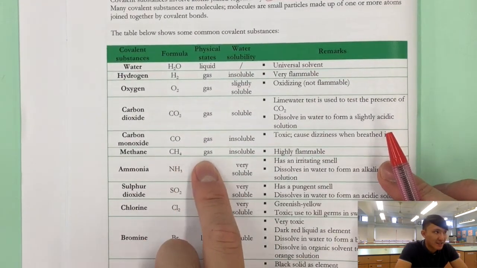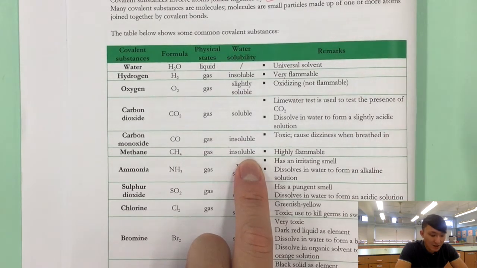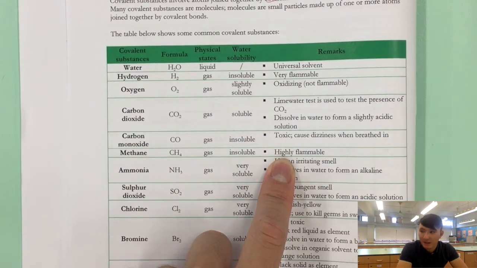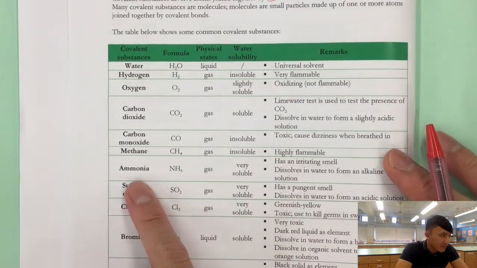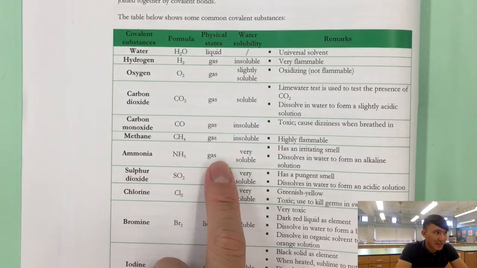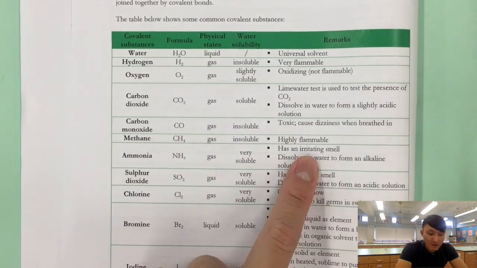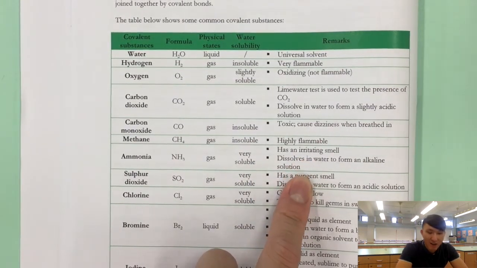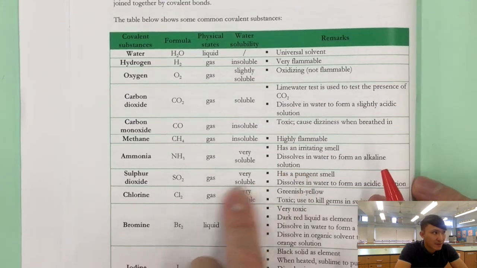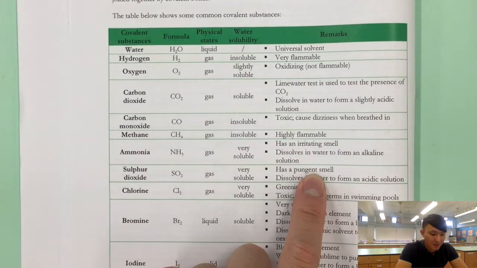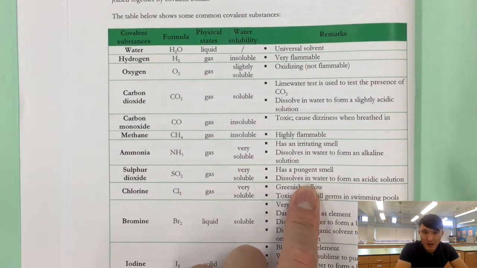Methane is a gas that is insoluble in water and highly flammable. In our town gas, a lot of the component is actually methane, but the major component in our town gas is actually hydrogen. Ammonia, NH3, is a gas that is very, very soluble in water. Ammonia has an irritating smell, and when it dissolves in water, it gives you an alkaline solution. Sulfur dioxide is also very soluble in water, has a pungent smell, and also dissolves in water to give an acidic solution.